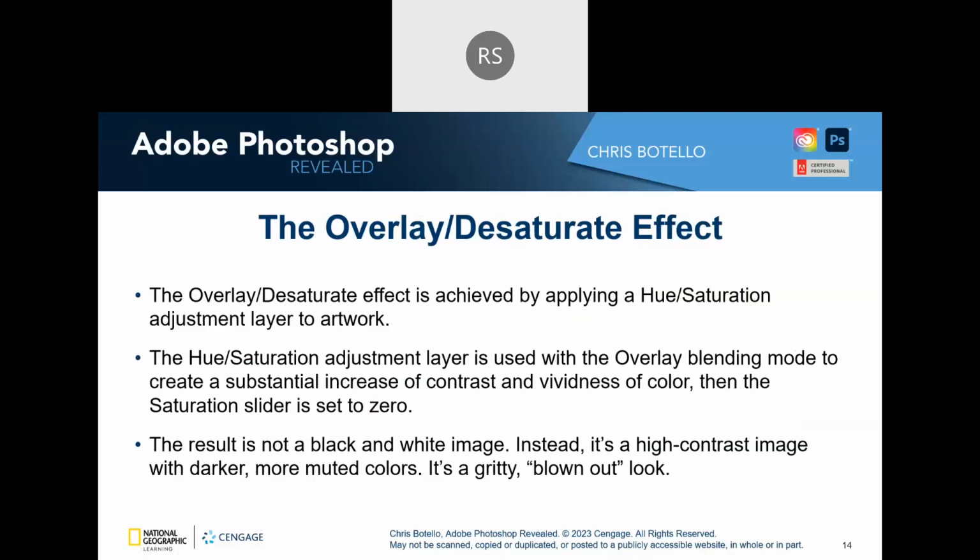Now, we do have an effect, the overlay desaturation effect. This is achieved when you apply a hue and saturation adjustment layer to the artwork. The hue and saturation adjustment layer is used with the overlay blending mode, and what this does is create a substantial increase in contrast and vividness of color. Then you slide the saturation slider to 0. The result is not a black and white image. Instead, you're going to have a high contrast image with darker, more muted colors. It's going to be more gritty or have a blown out look.